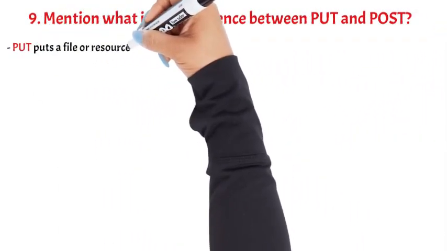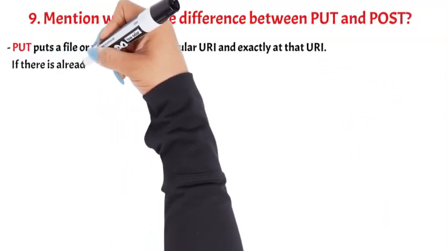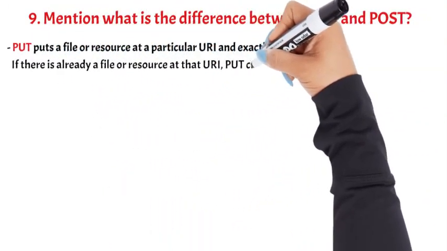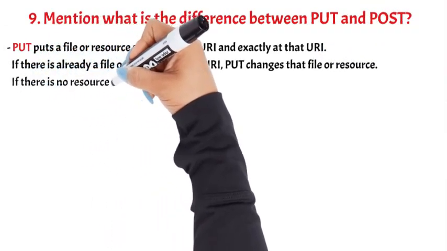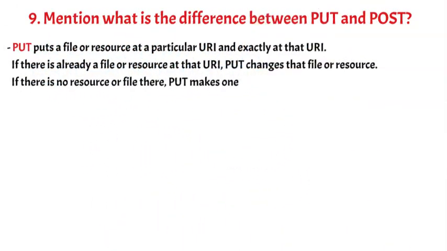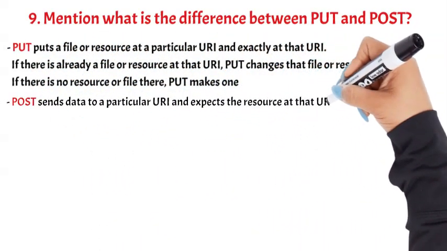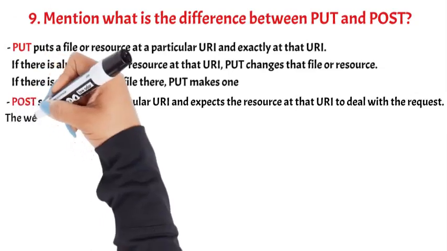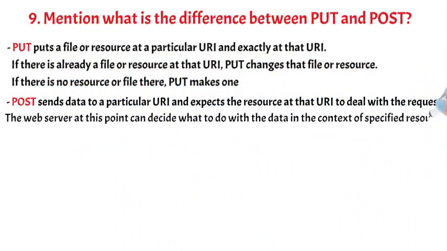PUT puts a file or resource at a particular URI and exactly at that URI. If there is already a file or resource at that URI, PUT changes that file or resource. If there is no resource or file there, PUT makes one. POST sends data to a particular URI and expects the resource at that URI to deal with the request. The web server at this point can decide what to do with the data in the context of the specified resource.